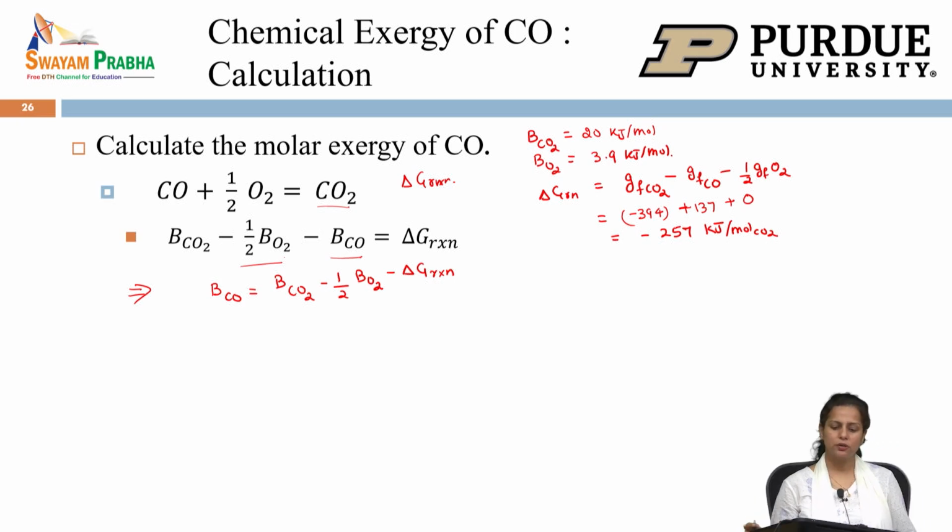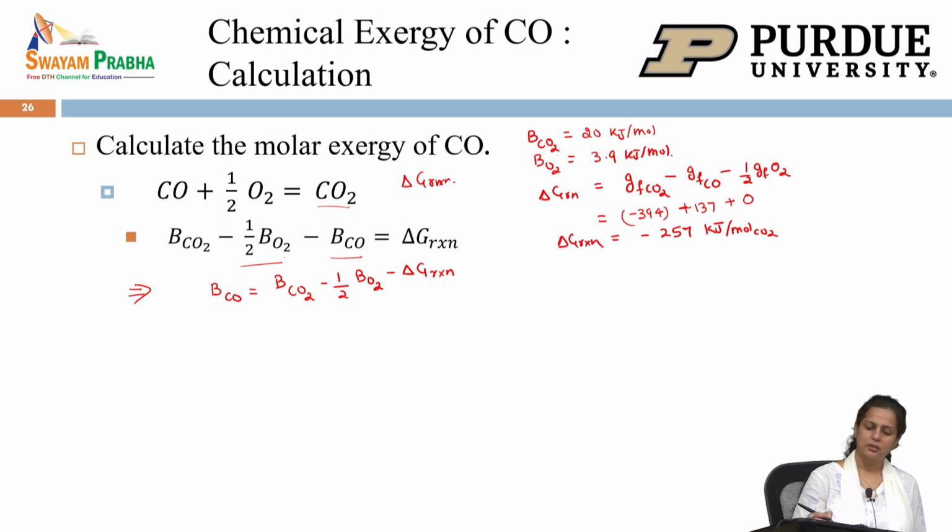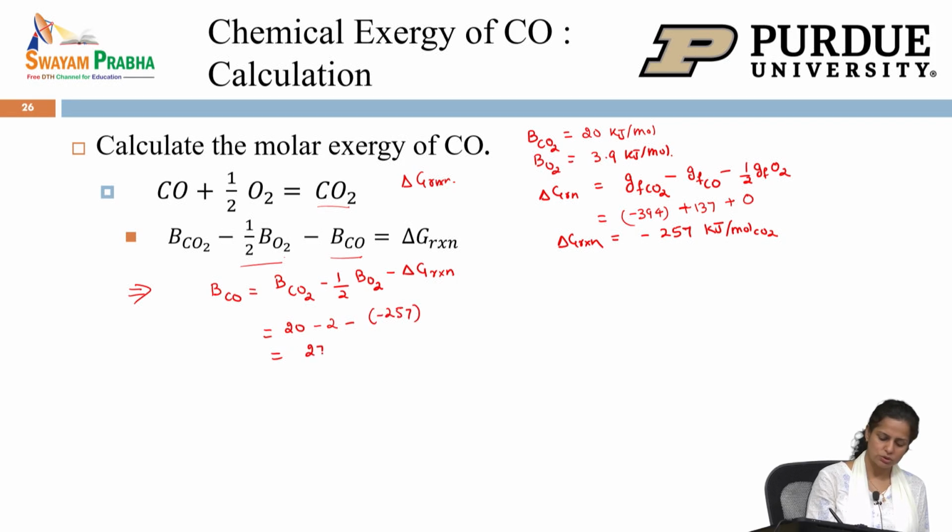So, for each mole of CO2 being formed by this reaction, we have the delta G of reaction as minus 257 kilojoule per mole CO2. Now, we can just substitute these values. So, you have 20 minus that, which will be approximately 2, 3.9, I am taking it as 4. So, that comes out to be 2, and then you have minus 257. So, this comes out to be about 275 kilojoule per mole of CO.